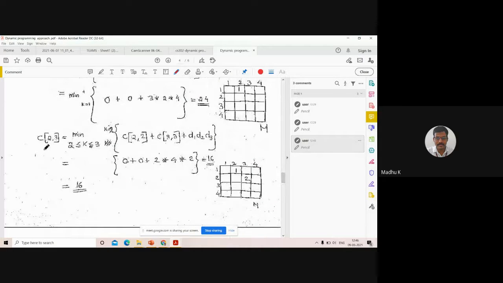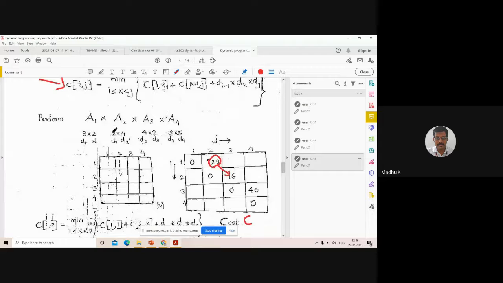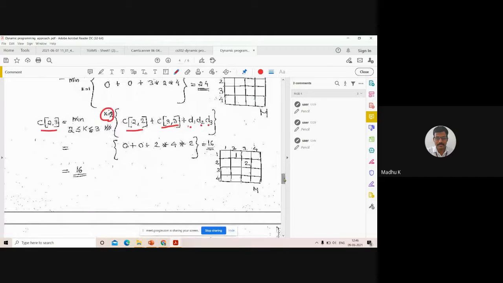Then we consider C23. We will solve it using the same concept. 2 less than or equal to k less than 3. In that case also, k will take only one value, k is equal to 2. C22 is 0, C33 is 0. Then D1, D2, D3 we already know. We will multiply that and get the answer 16.